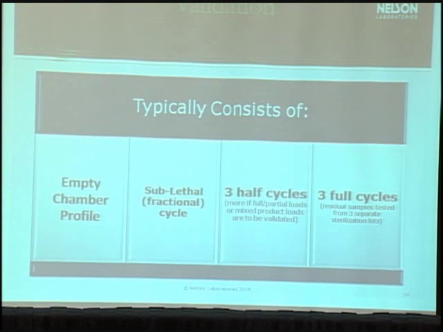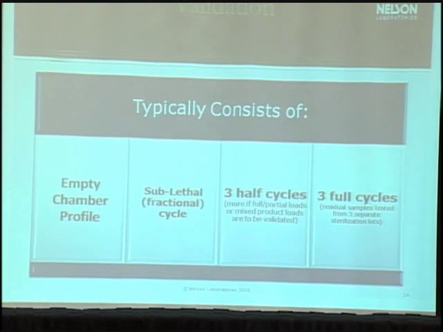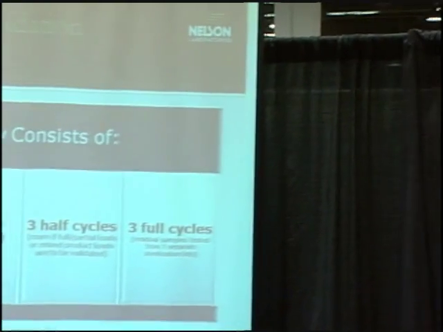Then you're going to do a fractional cycle, again just to show recovery of the organisms, so that if anything were to grow, you would be able to detect it in whatever sterility test you're doing. And then you're going to do 3 half cycles. The half cycles are where you're going to prove the sterility assurance level. That's where you're proving that the product is sterile.